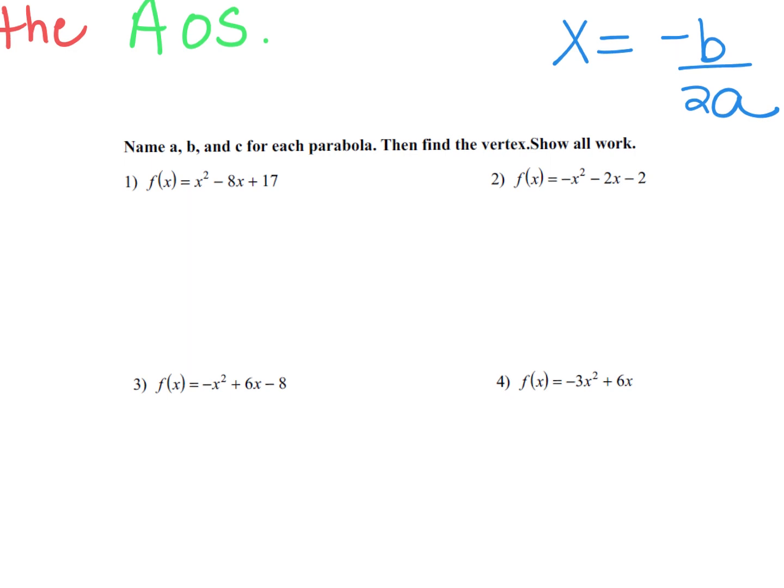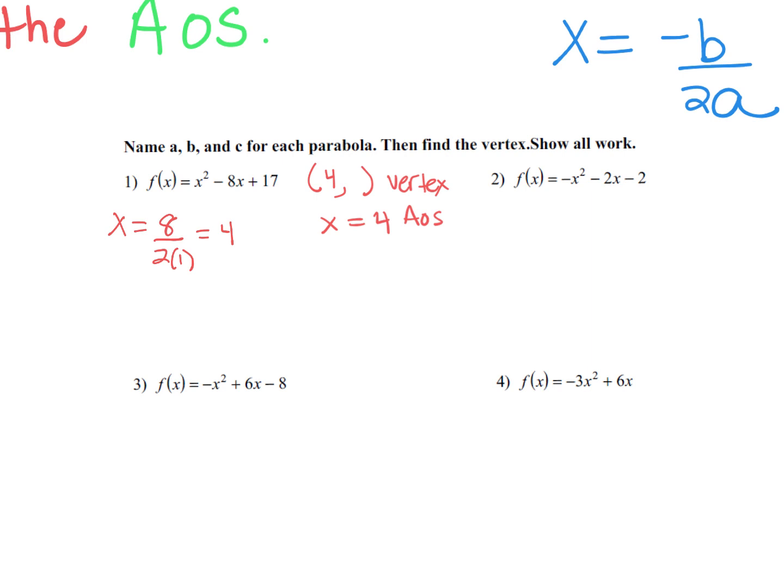All right, so if we take a look at our first problem here, our a is 1, our b is -8, our c is 17. So we're going to say that x is equal to the opposite of b divided by 2 times a. That'll give us that the x-coordinate of the vertex is 4. We automatically then know that the axis of symmetry is the vertical line that goes through the vertex, so that would be x equals 4.